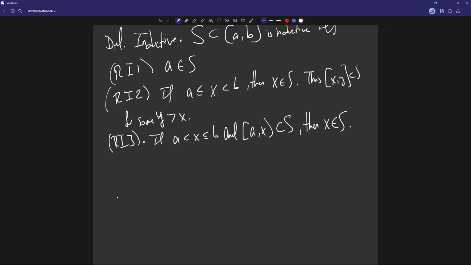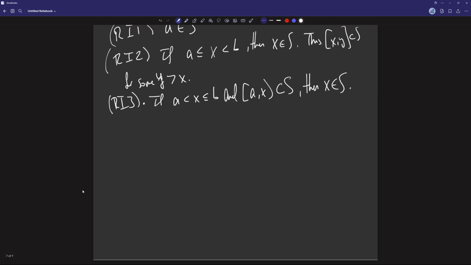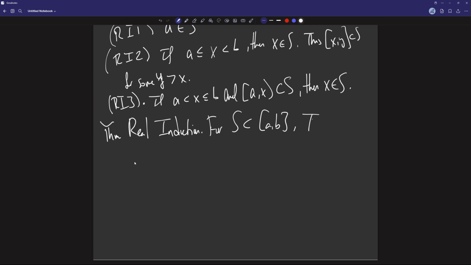All right. So let's see how this would look in actual application. Let's define a theorem, the real induction. For S a subset of A to B, the following are equivalent. One, S is inductive, and two, S is equal to A to B. Let's go ahead and prove this.